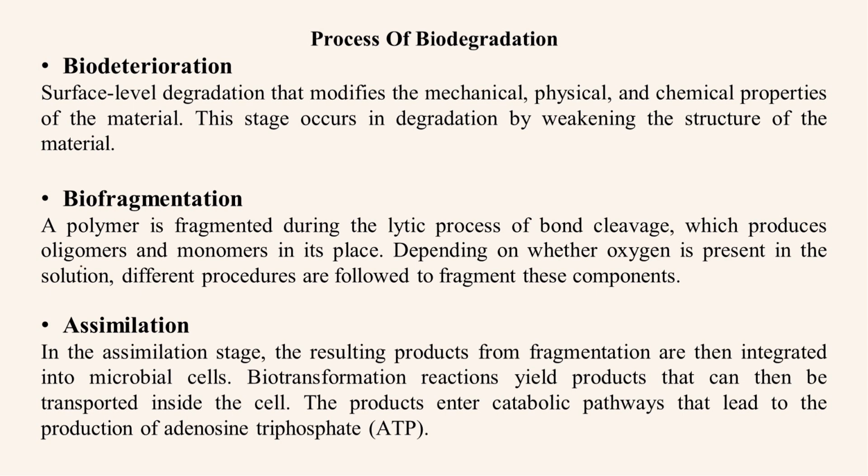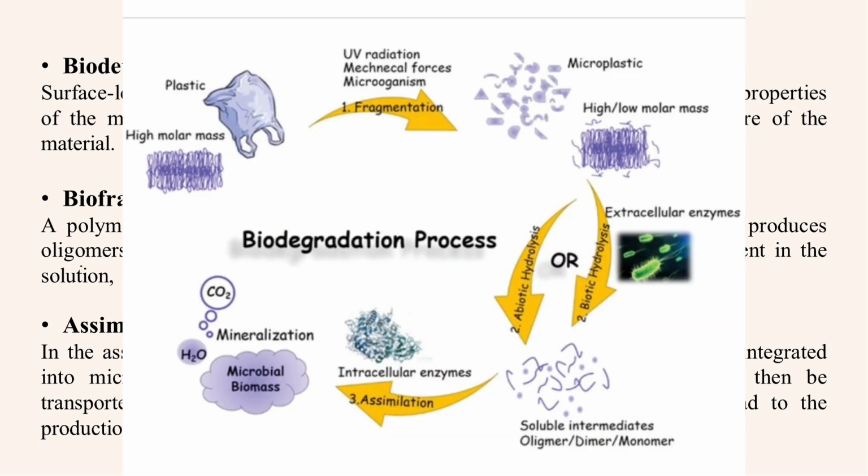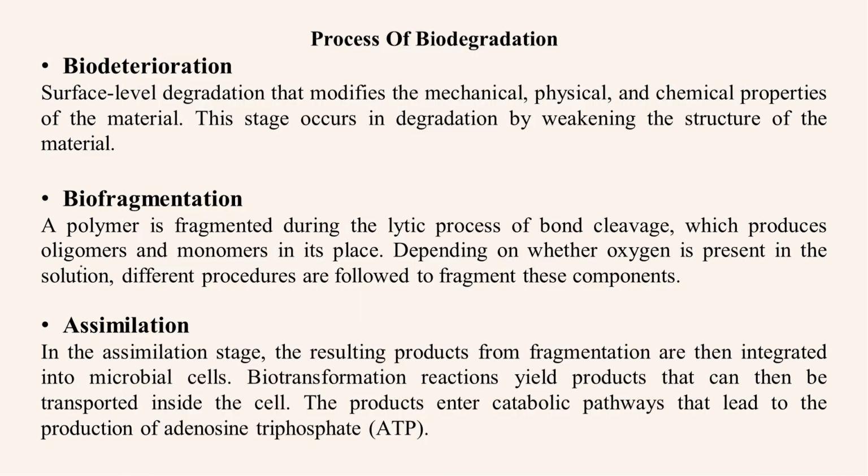Process of biodegradation. Biodeterioration is a surface-level degradation that modifies the mechanical, physical, and chemical properties of the material. When material is decomposed by abiotic elements in the outdoor environment, the surface of the material weakens, allowing for additional degradation. Compression, that is mechanical force, light, temperature, and environmental chemicals are all abiotic elements that influence this first alteration.